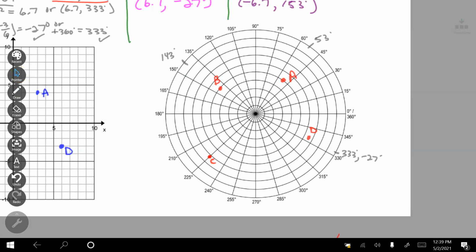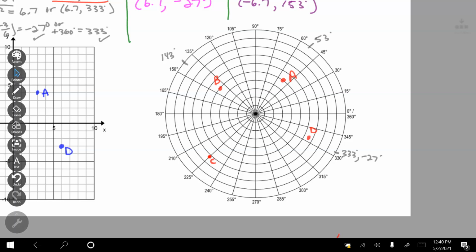A was 5, 53 degrees. 53 degrees, I had a mark in between 45 and 60. And I went out 5. B was 5, 143 degrees. I had to do the same thing, mark 143 degrees. And I kind of went out 5. C was 7.1, 225 degrees. And D was 6.7, and 333 or negative 27 degrees, which I had a mark.